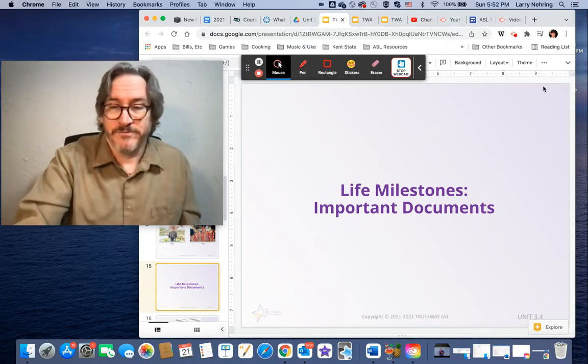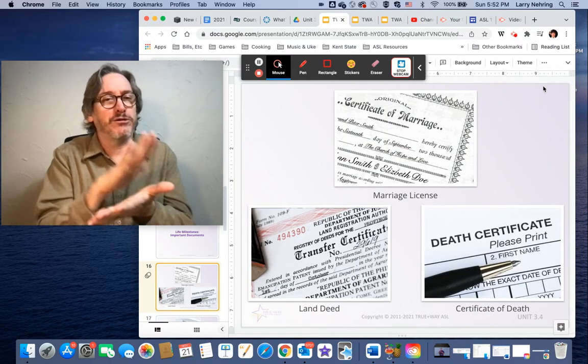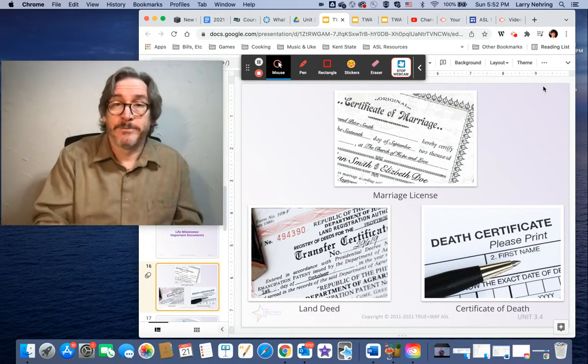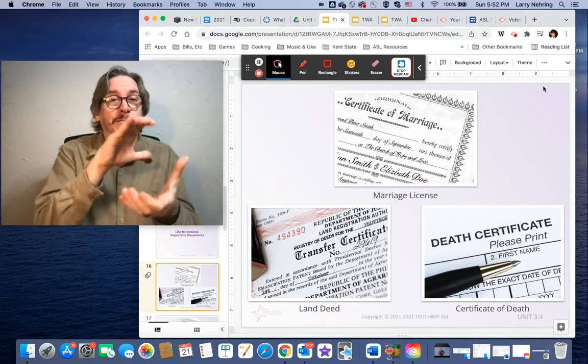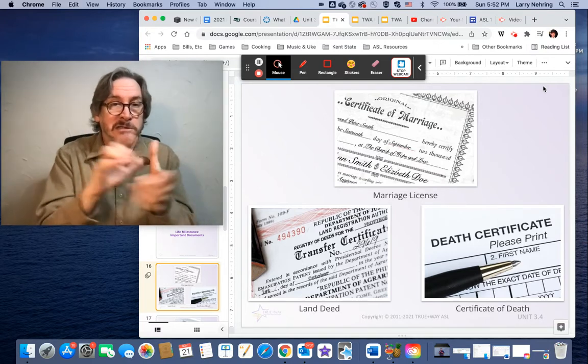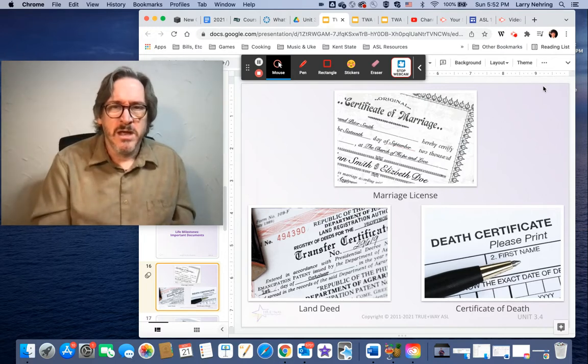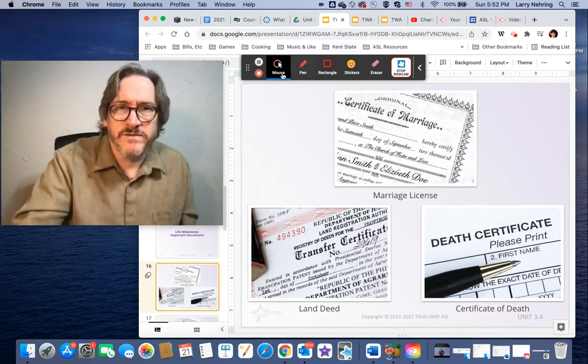Important documents, papers, right? Important papers. Marriage license or wedding license. I've seen mostly marriage. Pause this for one moment.